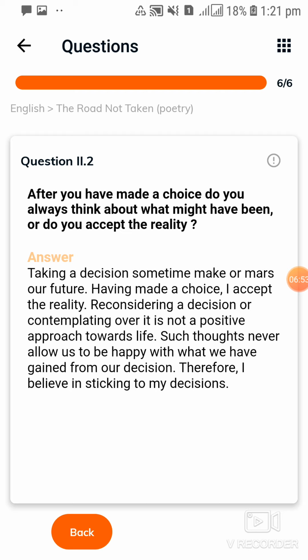So, dear students, these are the exercise question answers of the poem The Road Not Taken. Hope you will get and learn them.